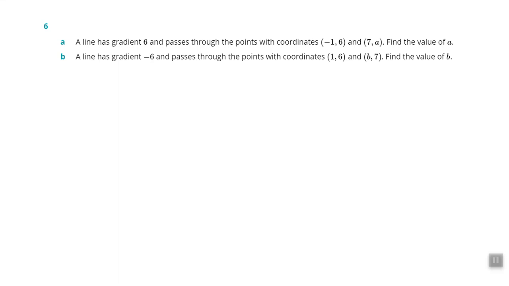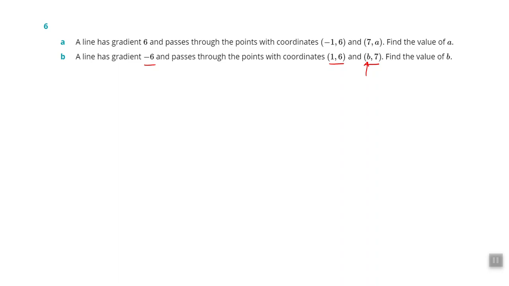This is for Year 11 Methods. We're going to look at exercise 2B, question 6b. A line has a gradient of -6 and passes through the points with coordinates (1, 6) and (b, 7). We're essentially solving for b.